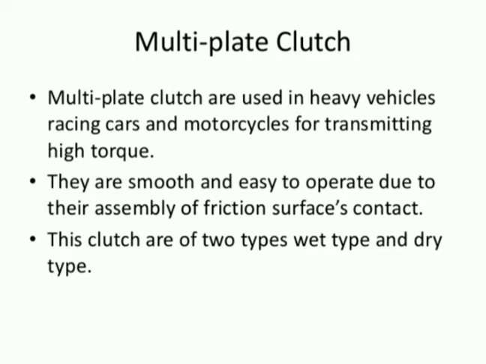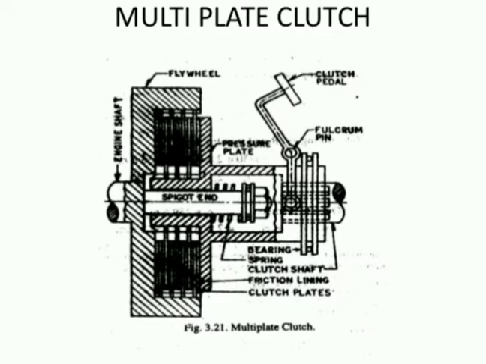Then let's see about multi-plate clutch. Multi-plate clutches are used in heavy vehicles, racing cars and motorcycles for transmitting high torque. Then they are smooth and easy to operate due to their assembly of friction surface contact. This clutch is of two types, wet type and dry type. Then it shows the parts of multi-plate clutch.